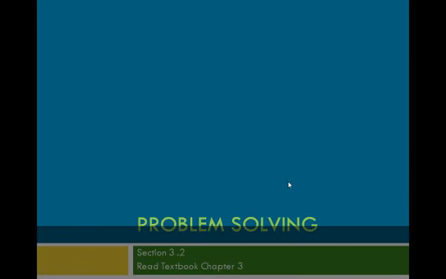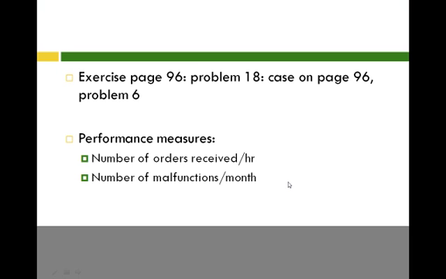Welcome to section 3.2. At the end of section 3.1 you were supposed to go do an exercise on page 96, problem 18, which is the case on page 96, problem 6. You were supposed to come up with at least 2 performance measures.